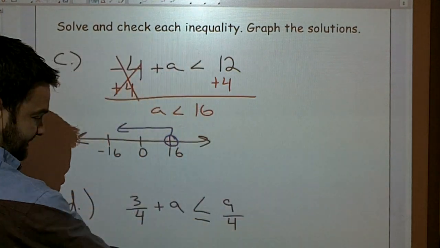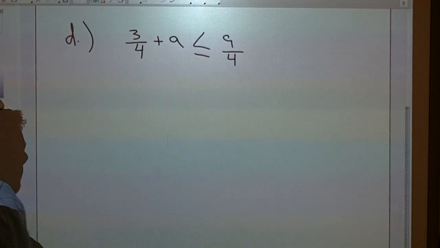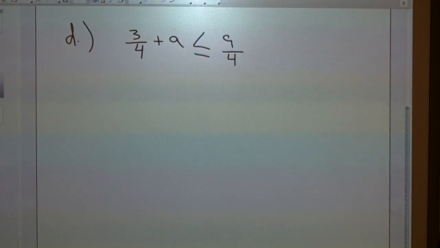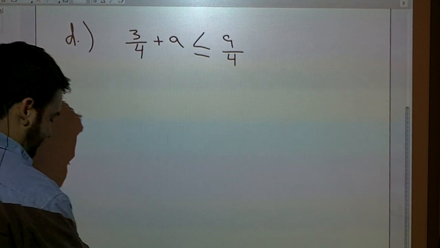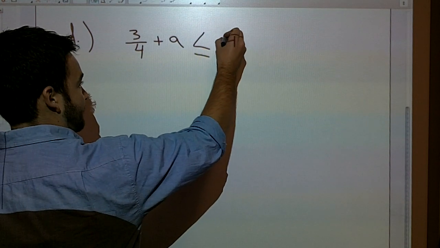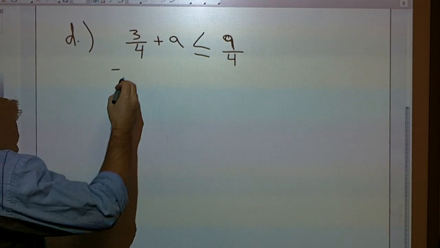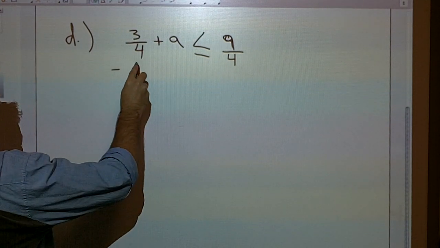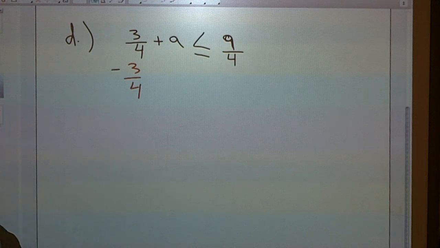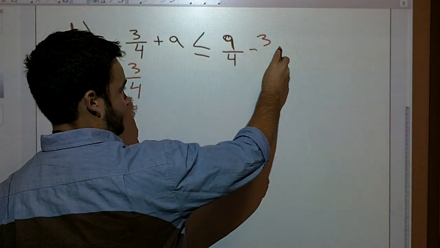Okay, last one. 3/4 plus a is less than or equal to 9 over 4. Okay, so again, same process. We're dealing with fractions on this one, so it's a little bit different, but our steps are the same. We're going to subtract 3/4 from both sides.